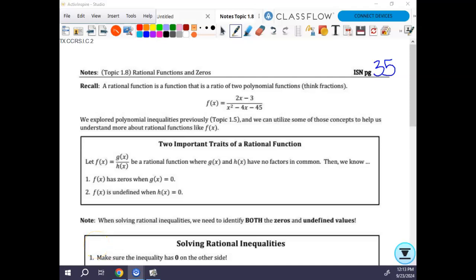Okay, so this is rational functions and zeros. It's going on page 35 when we're done. This says recall, which means we've already talked about it, or you should already know it. We have talked about it a few times. A rational function is a function that is a ratio, hence the word rational, of two polynomial functions. Think fractions. And there's an example. Variables in the denominator. Okay?